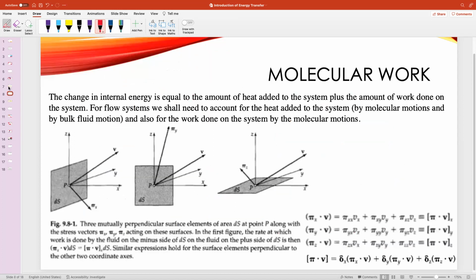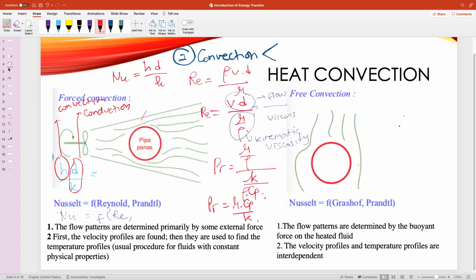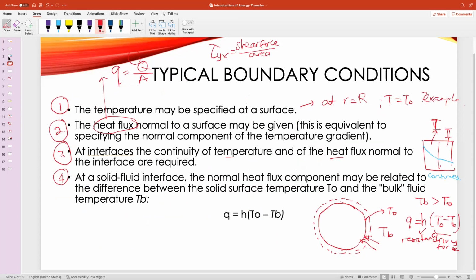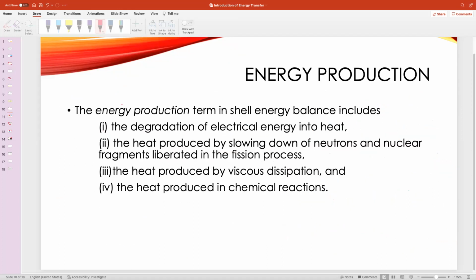Later on, you're going to see there are a number of energy production terms. It can be the degradation of electrical energy into heat. That would be one case. Another one, if you have a nuclear reaction in the fission process, it also generates heat. Or in a chemical reaction, it also generates heat. And then there is viscous dissipation.